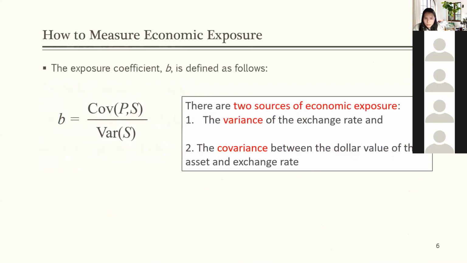So applying the formula to compute the covariance for P and S and the variance for S will allow you to compute the beta coefficient. And this will reflect the economic exposure of the company.